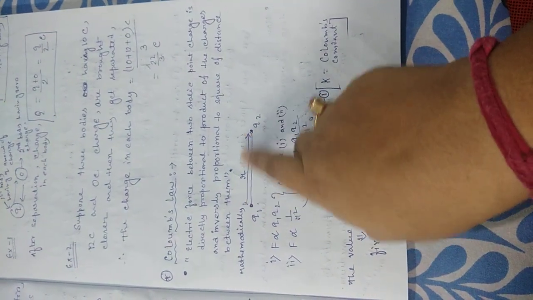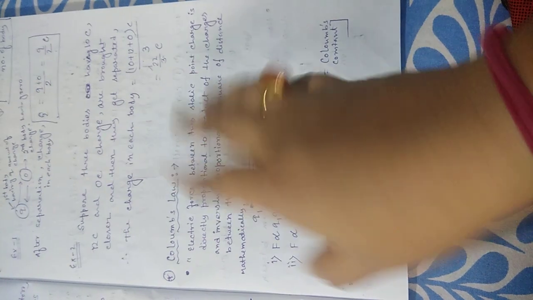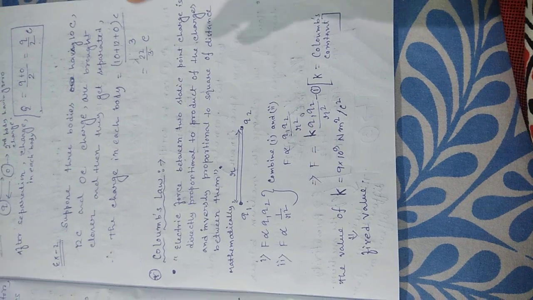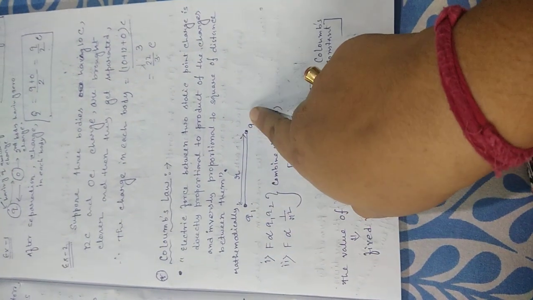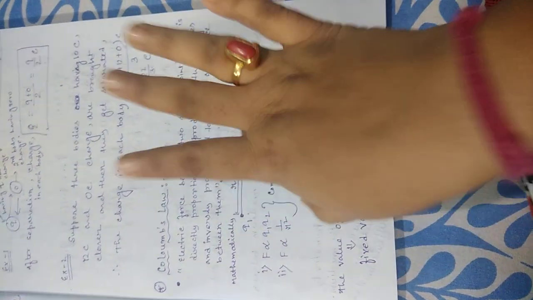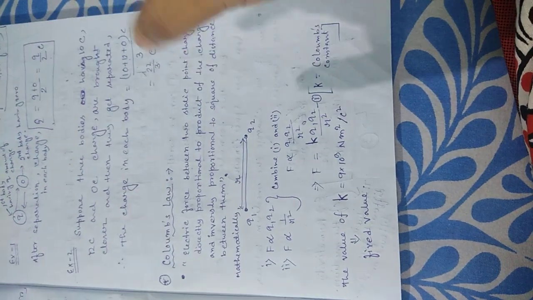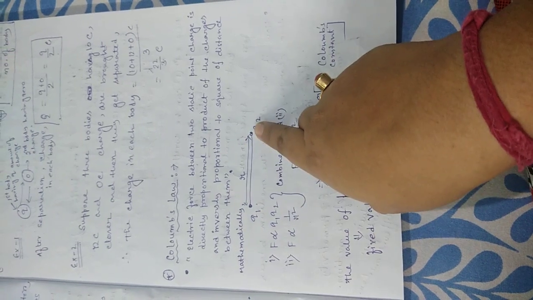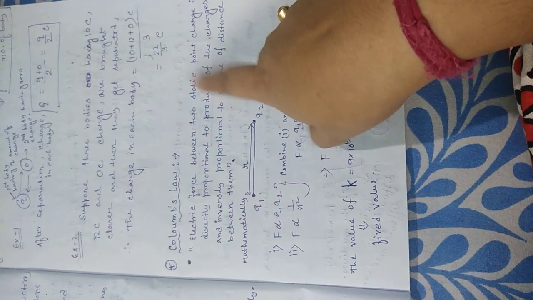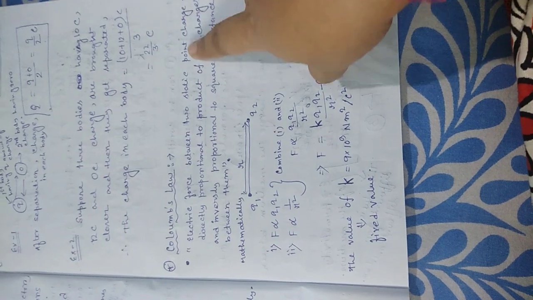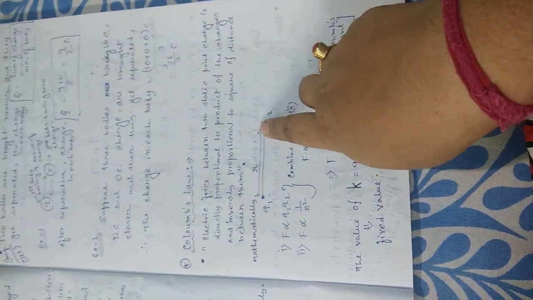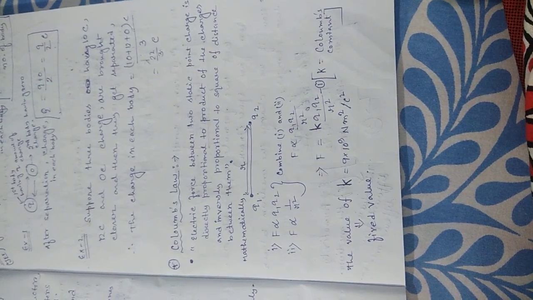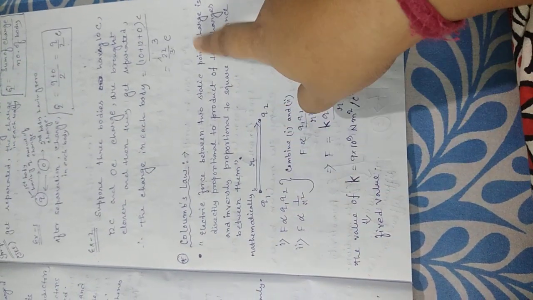Now one electrostatic force acts between these two charges. Either it will be attractive or repulsive, that depends upon the nature of these charges, but here we consider two charges, q1 and q2. Okay, so the electric force between two static point charges. Static means staying at one point. Point charges mean charges with no dimension. That's why we consider point charges.